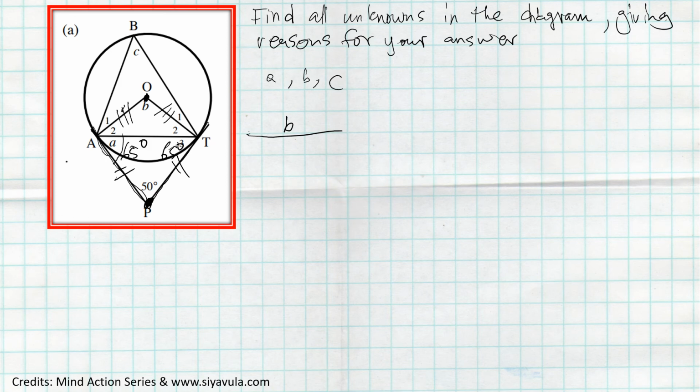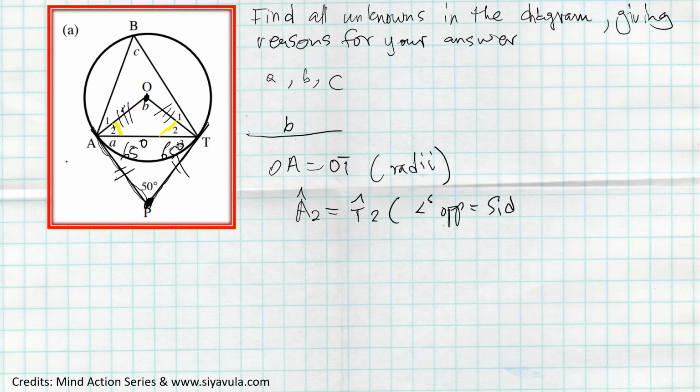Okay, so we can start by telling them that OA is the same as OT, right? Because radii are equal. So if that one is the same as that one, what can we deduce? That the base angles here will be the same, right? So angle A2 will be equal to angle T2, because angles opposite equal sides are equal.